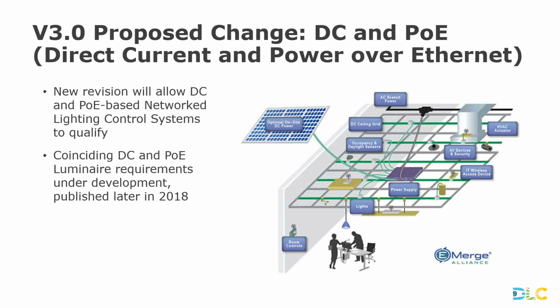Up until now, the technical requirement has excluded systems that use DC power or power over Ethernet because there were no DLC qualified Luminaires available because we did not have a category for Luminaires. We're going to change that in 2018 to update both the controls list and the Luminaire list to include these systems.